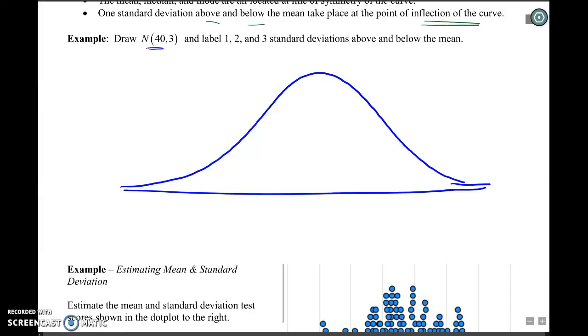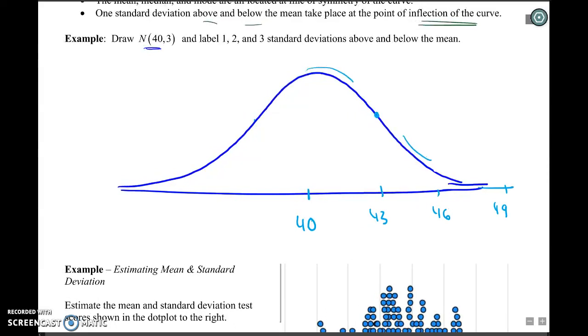Then the mean is going to be right in the middle, so we'll call that 40. And then one standard deviation is going to be where this thing goes from curving up to down. So right there, call that 3 above the mean, so that would be 43, and then scale it. If that's 3, then the next tick mark would be 46, and 3 standard deviations above the mean would be at 49. One standard deviation below, about 37.